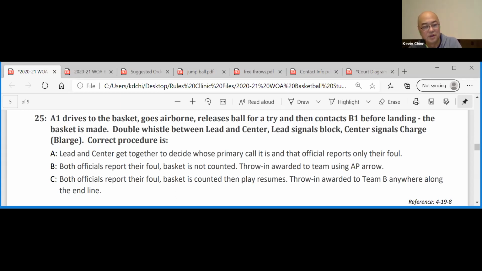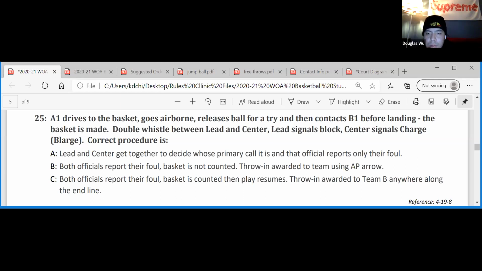All right. And the key here is that you have both officials, the lead signals the block and the center signals a charge. They both signaled. They didn't hold their preliminary signals and get together. Because one showed a block, the other showed a charge, we have in referee terms a "blarge." The answer is C.